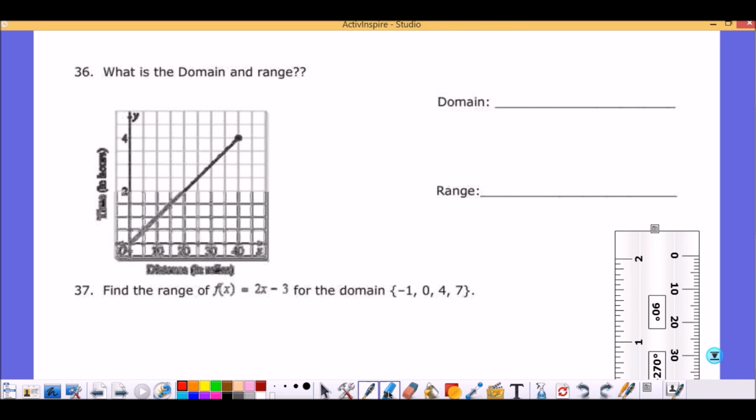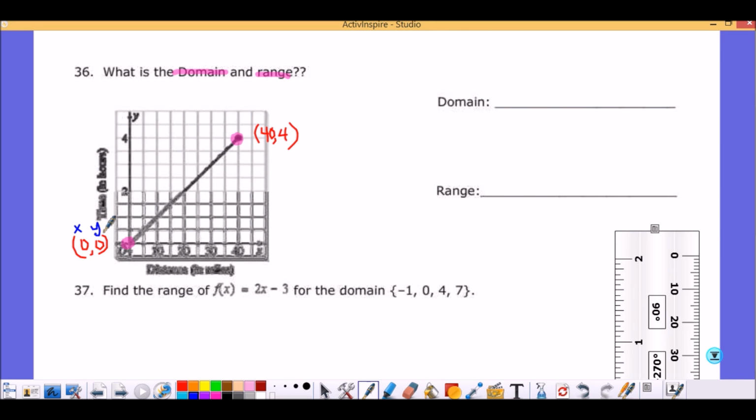All right, so now let's take a look at the graph. What is the domain and what is the range? Let's look at the domain first. Here's where my graph starts. This is going to be at (0, 0). And then let's take a look at where my graph ends right here. This would be at (40, 4). All right, so let's talk about what my x and my y values are.